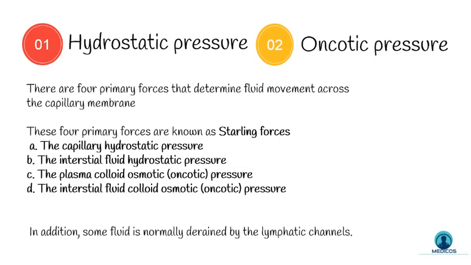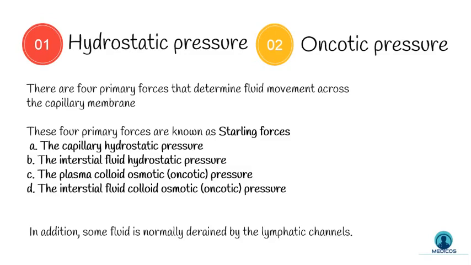The passage of fluid across the wall of small blood vessel is determined by the balance between hydrostatic and oncotic pressure, and there are 4 primary forces that determine fluid movement across the capillary membrane, and each of them can be listed under these 2 basic categories, which are hydrostatic pressure and oncotic pressure. These 4 primary forces are known as Starling forces, and they are capillary hydrostatic pressure, interstitial fluid hydrostatic pressure, plasma oncotic pressure, and interstitial fluid oncotic pressure.